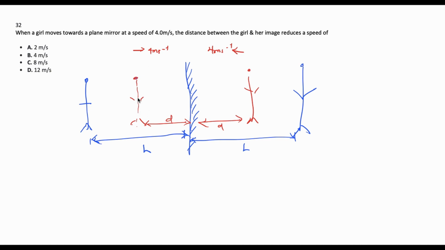So the distance between the girl and her image is reducing at the speed that the girl moves towards the mirror plus the speed at which the image also moves towards the mirror. And that will be the 4 meters per second that the girl moves herself and the 4 meters per second that the image moves in the other direction. So our answer here is 8 meters per second, C.